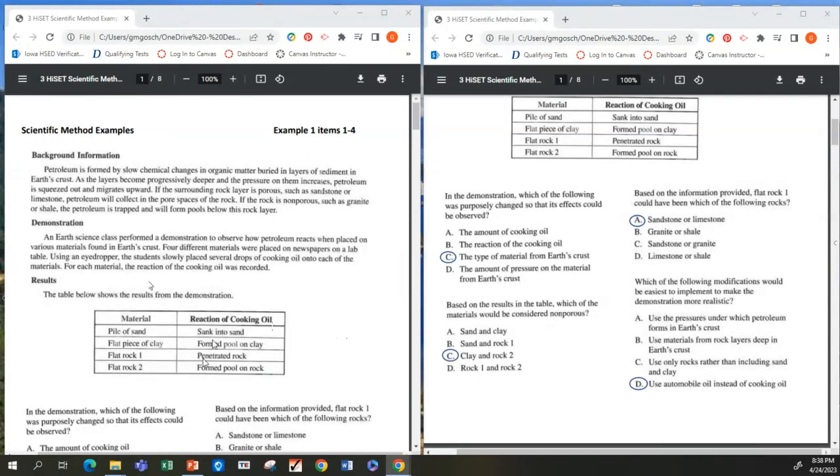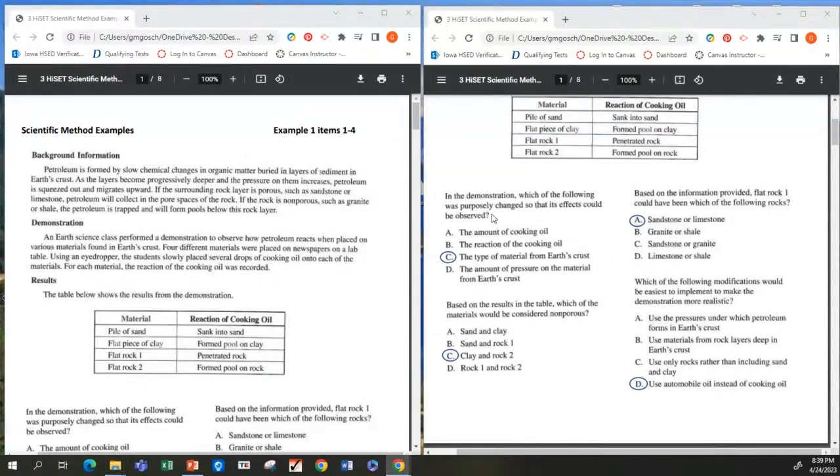So this table is showing us what happened. So let's get ourselves comfortable here. In our first column, we have the material. First one is a pile of sand. In the second column, we have the reaction of the cooking oil. So the pile of sand, the oil sank into the sand. For the flat piece of clay, it formed a pool on the clay. For flat rock 1, it penetrated the rock. Penetrated means it went into it. Flat rock 2, it formed a pool on the rock.